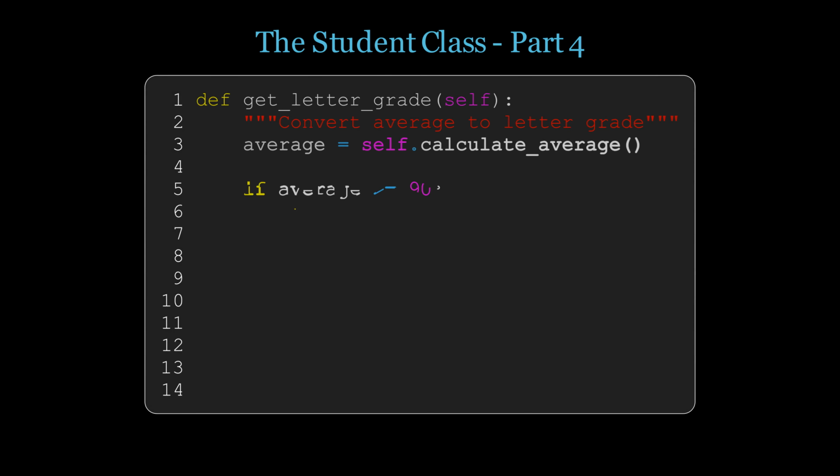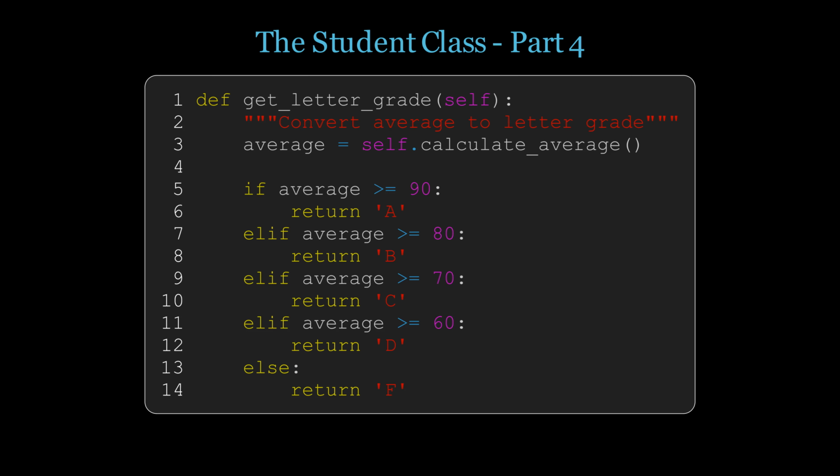Now for the letter grade. We'll convert numerical averages to letter grades using the standard grading scale. This method will use conditional logic to determine A, B, C, D, or F based on the percentage score. The getLetterGrade method uses a classic if-else chain to assign grades. First, we call calculateAverage to get the numerical score. Then we check thresholds from highest to lowest.